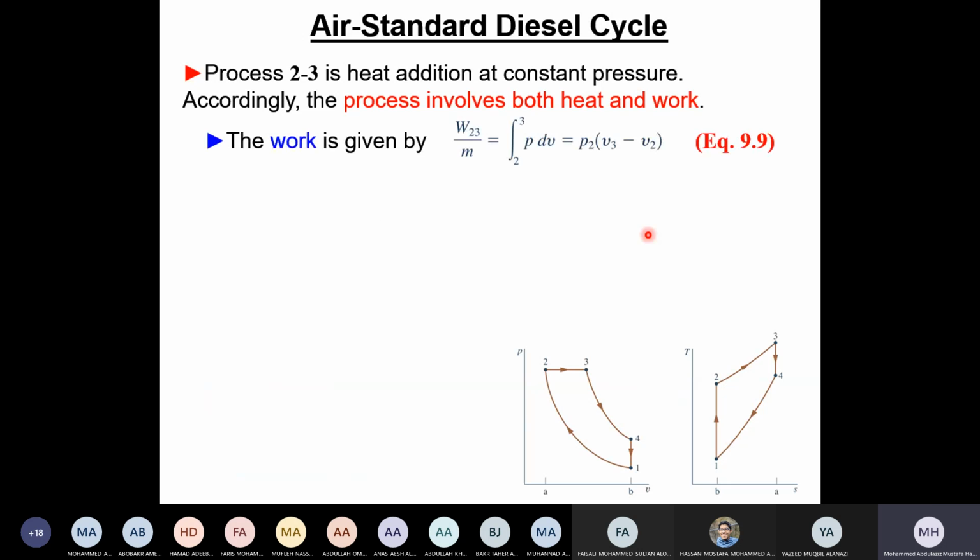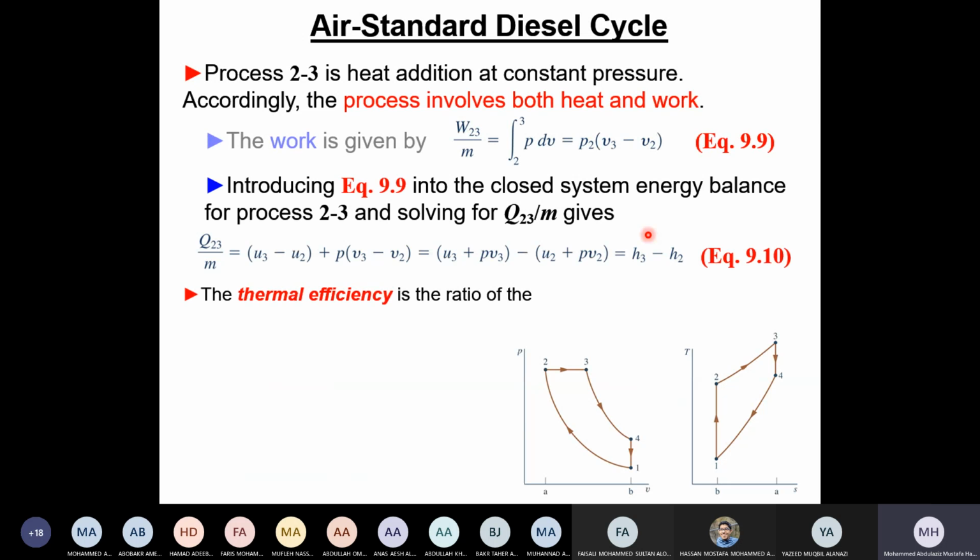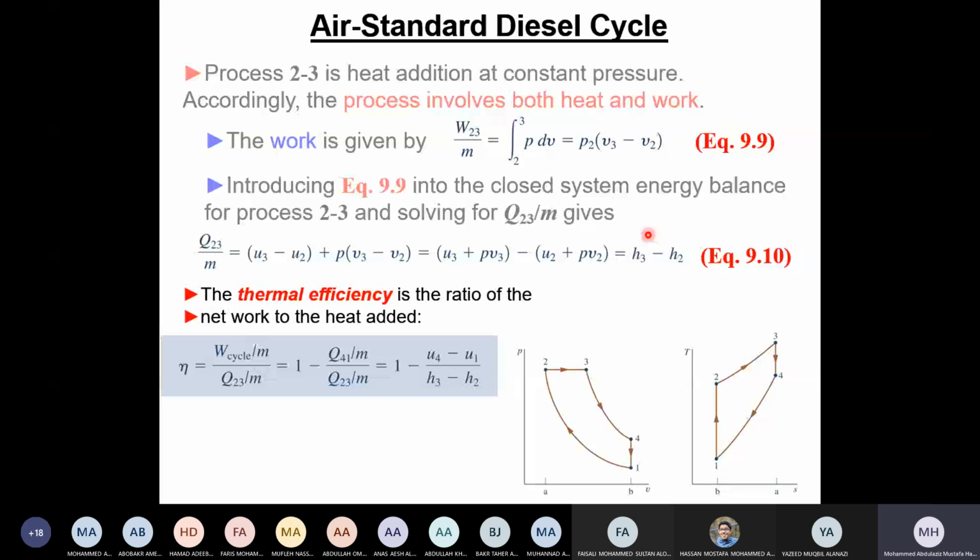All right. Then we need to analyze the cycle. What do we need from this analysis to get the efficiency? How to get the efficiency? I have to get 1 minus QL over QH, and then this will give me the efficiency. The net work is equal to QH minus QL, or W turbine minus W compressor.